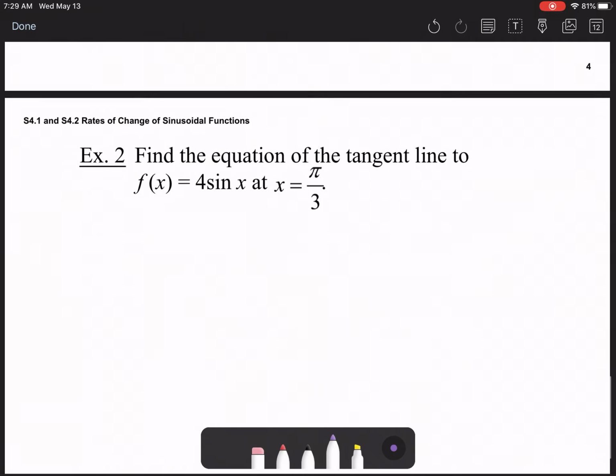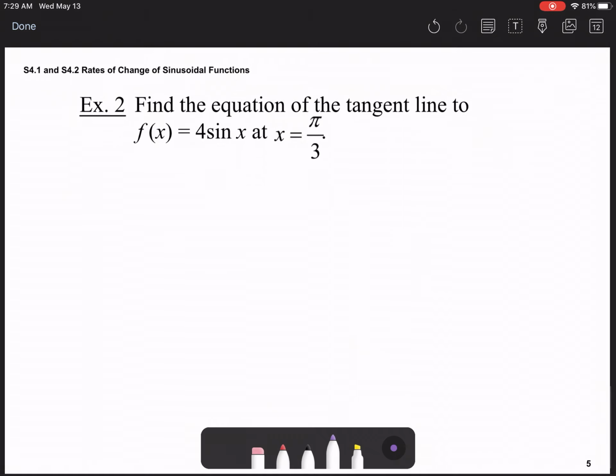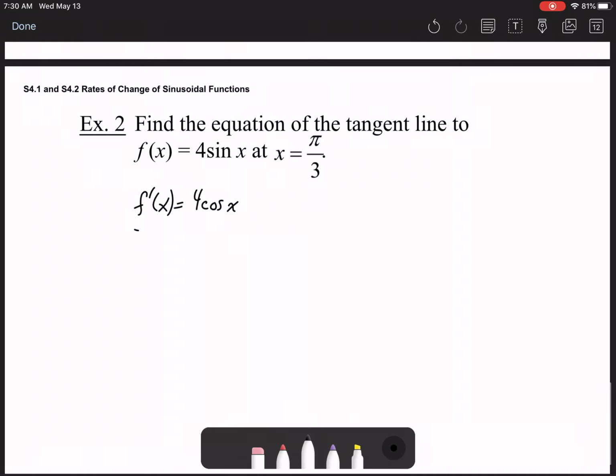Okay, so find the equation of the tangent line to the function f of x equals 4 sine x at x equals pi over 3. In order to find the equation of the tangent line, we need to first find the derivative. So that would just be 4 cos x. To find the slope, I have to substitute pi over 3.